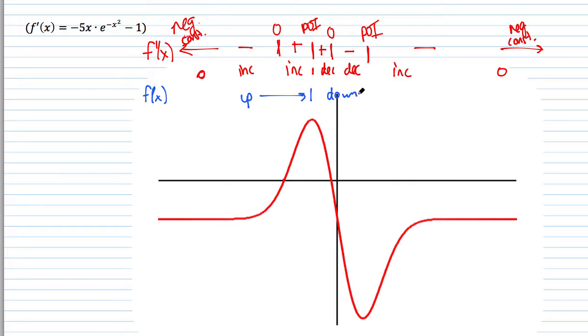This is concave down to my next point of inflection. And then we have concave up for this portion. So to draw this, I'm going to start somewhere up here. I'm going to be decreasing. Let's just start at the axis.